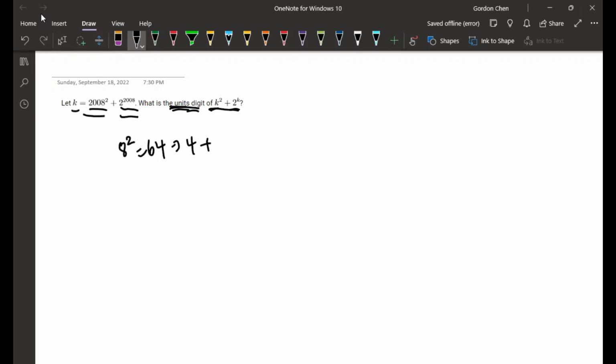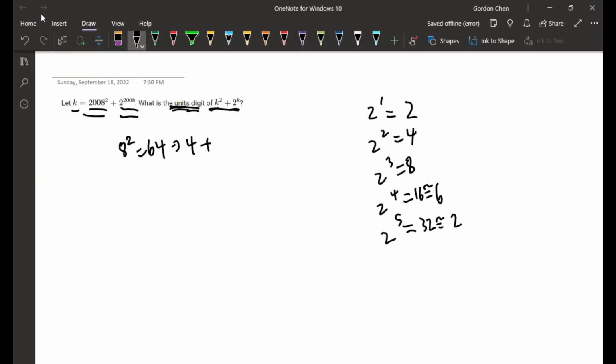The pattern for 2s is 2 to the first is 2. 2 to the fourth is 16, which is congruent to 6. And so if you can't tell, it's a pattern of 4. It repeats every 4, which is also called a period of 4.